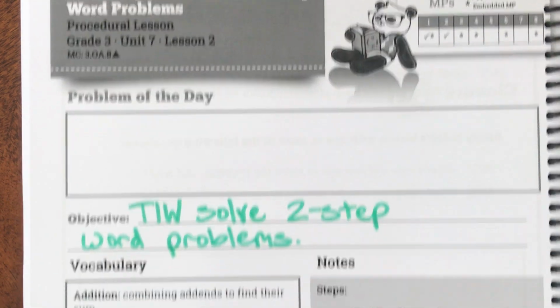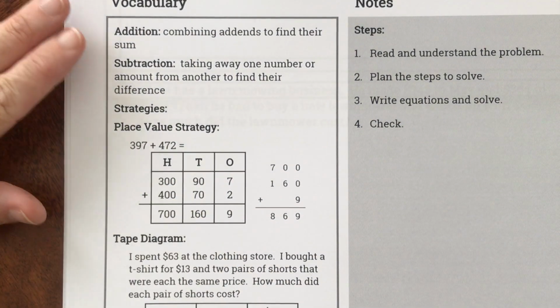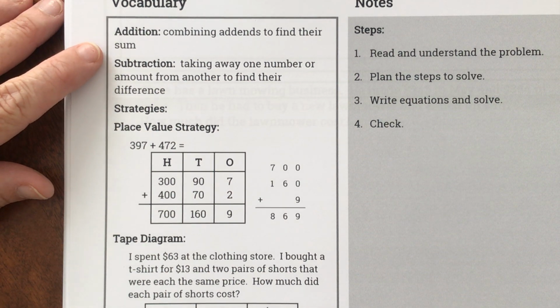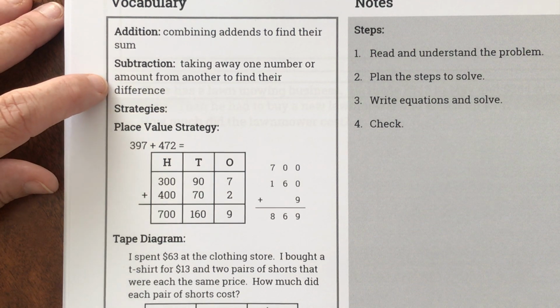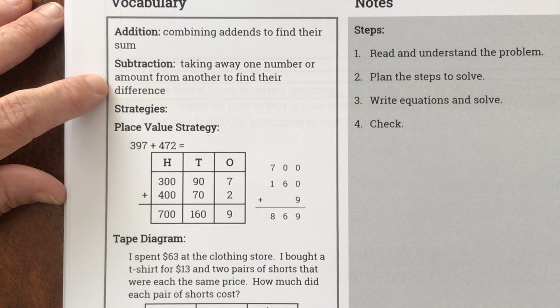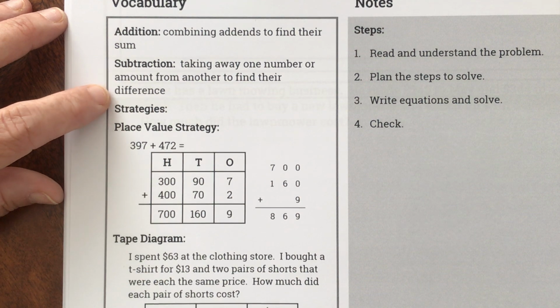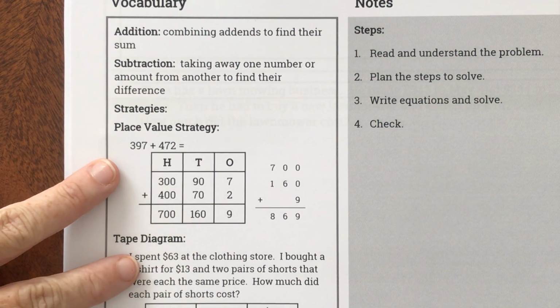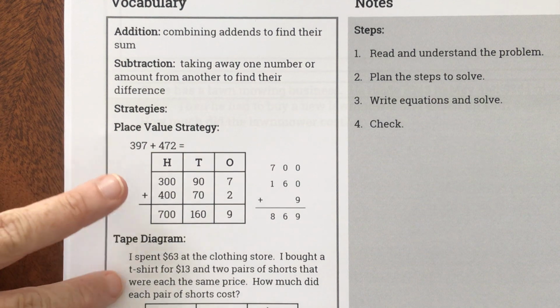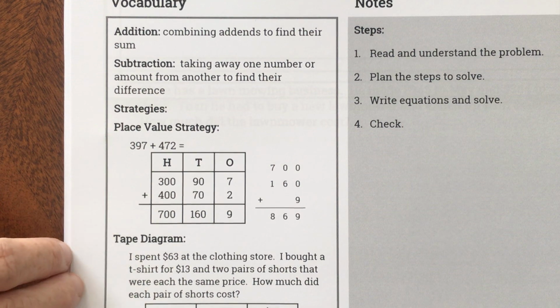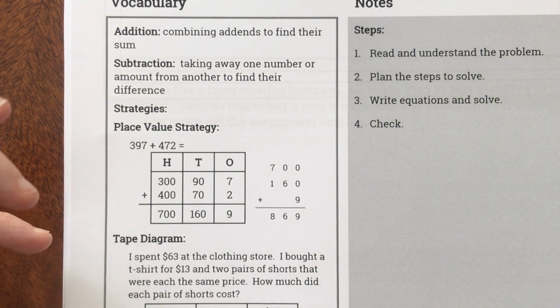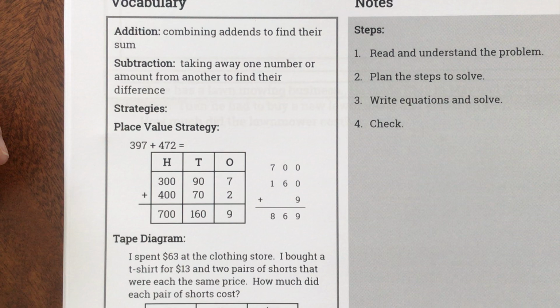Okay, in our vocabulary today, they remind us what addition is, that we're going to be combining the addends to find their sum. Sum is the answer for an addition problem. Subtraction, we're going to be taking away one number or amount from another to find their difference. And then they remind us of some strategies you've learned in the past. You're welcome to use these strategies or use any strategies that work for you. That's the thing about word problems, a lot of us attack them differently because our minds see it differently, and that's okay. There's not just one exact way to solve the word problem.